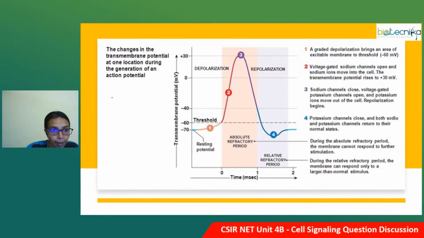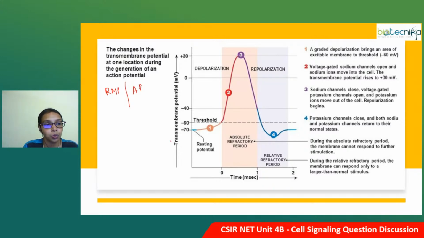What do you mean by resting membrane potential, and how can you differentiate it from action potential? Can anyone tell me? The difference between resting membrane potential and action potential. I think this is part of unit 7 as well, under the nervous system, so you might be more familiar with this topic. I just went superficially with respect to the signaling pathway.